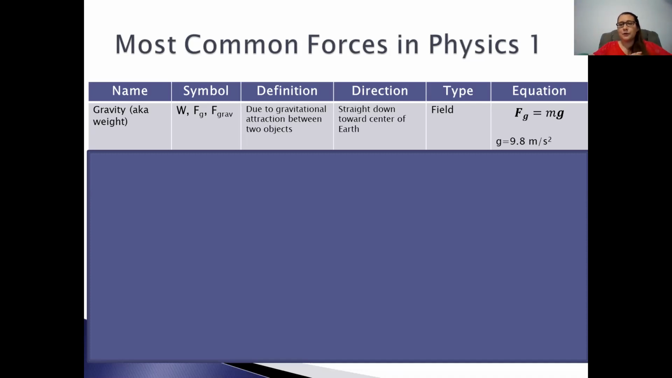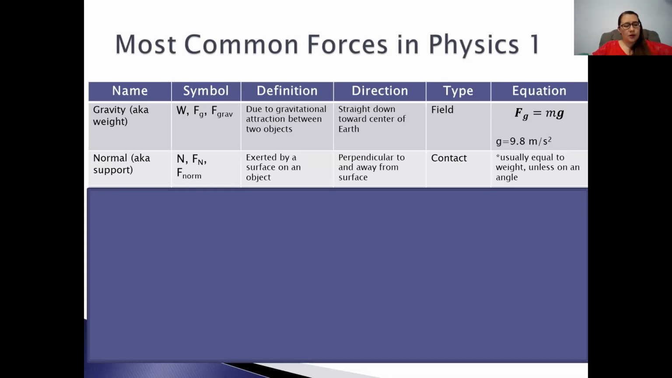And the way that we calculate the force of gravity is mass times the acceleration due to gravity, which g on Earth, remember, is 9.8 meters per second squared. It's different for different planets, different for different objects, but since, again, usually we'll be talking about the force of gravity due to Earth, we're going to use 9.8.